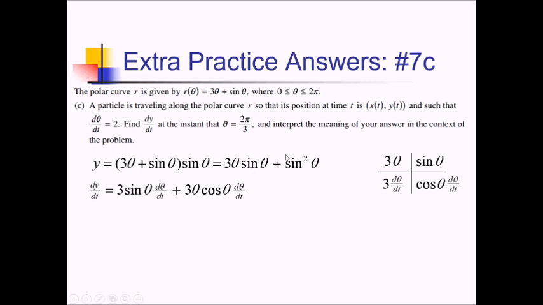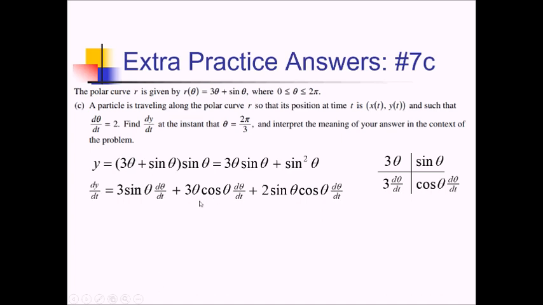Now we also have to take the derivative of sine squared of theta. So that's going to be a big chain rule. We've got the outermost function, which is squaring. So that's going to be 2 times sine to the first power of theta, times the derivative of sine of theta, which is going to be cosine of theta, times the derivative of theta, which again is d theta over dt. And it doesn't look like I can combine these in any way. So what you see is what you get here.